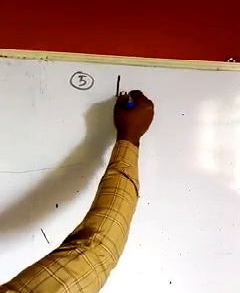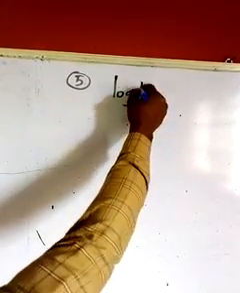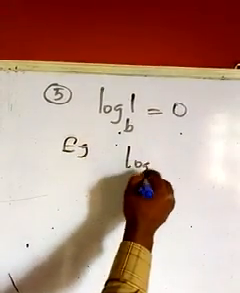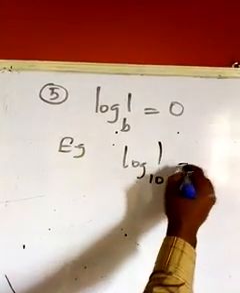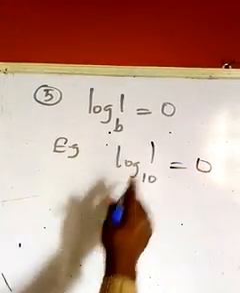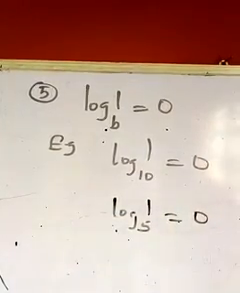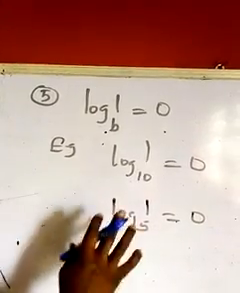Law. The fifth law says if you have log base of 1, it gives you 0. That is a good example of this. If you have log 1 base 10, it gives you what? Anytime it is log of 1, even if you have log 1 base 5, it gives you what? 0. Now, those are the 5 laws of logarithm.